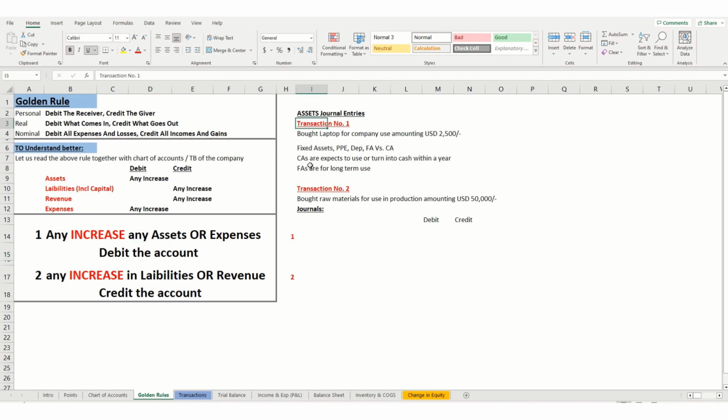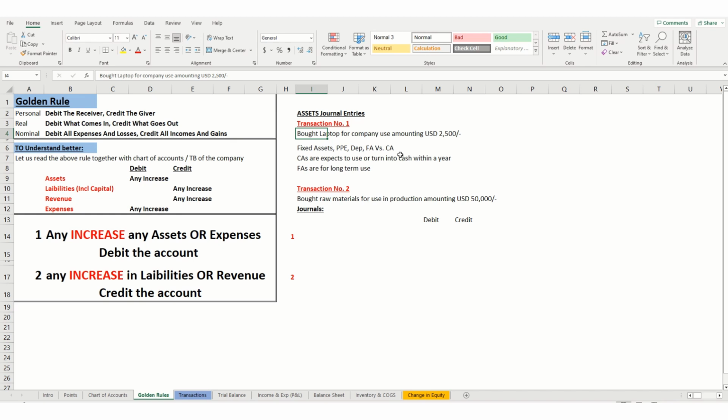So these two journal entries we are going to discuss today. This includes only assets, only asset accounts. First we will discuss assets and then we will go to liabilities, revenue and expenses. So first, transaction number one: your company bought a laptop for company use amounting to US dollars 2500.